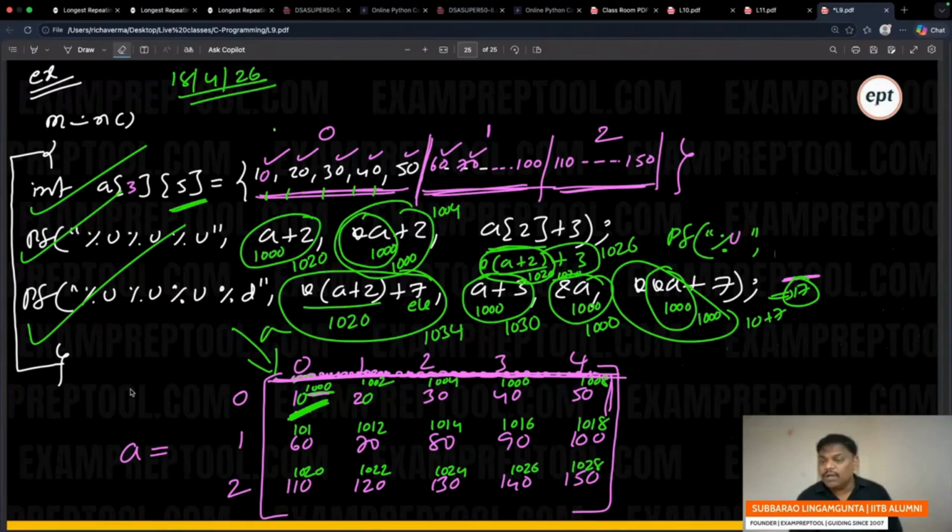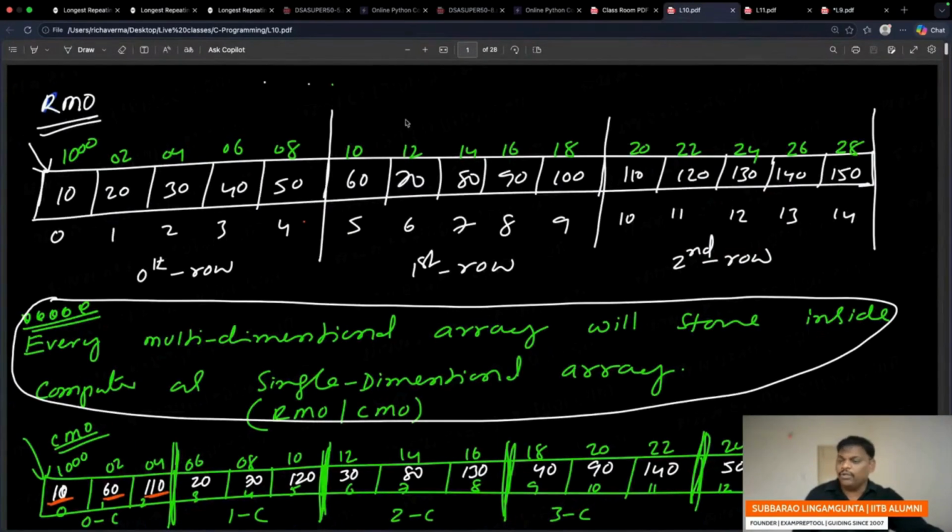That box is for you only. That matrix is for you only. But inside the computer, all will be stored like this. All are continuous. So see this one. It is the zeroth row, first row, second row. A plus 2 means here, 2 rows will skip. I will be here.